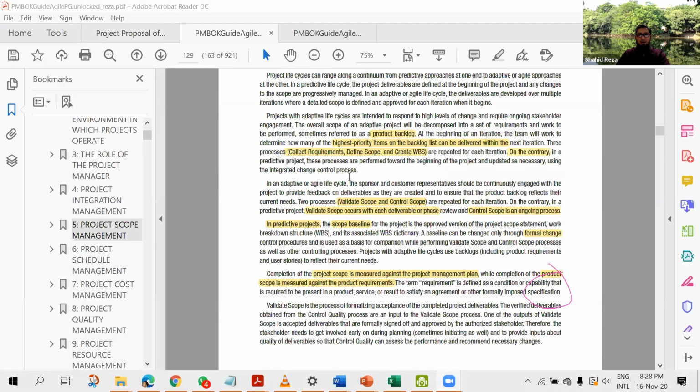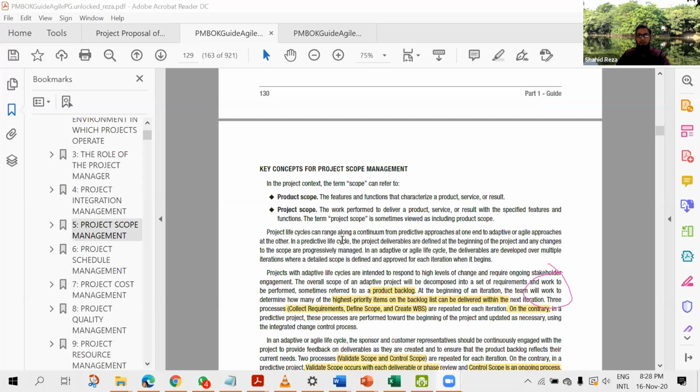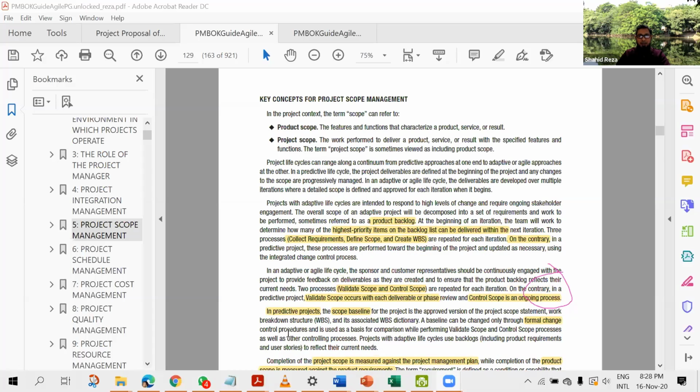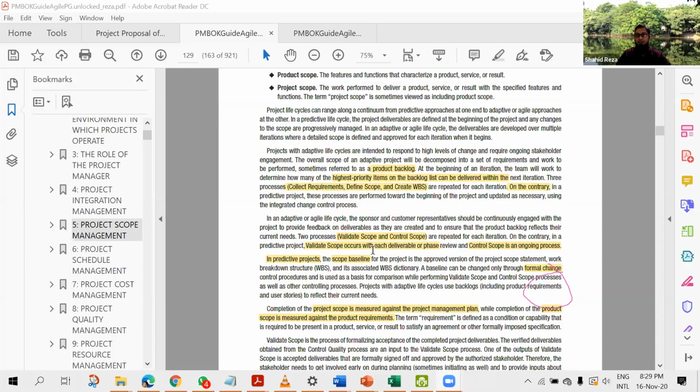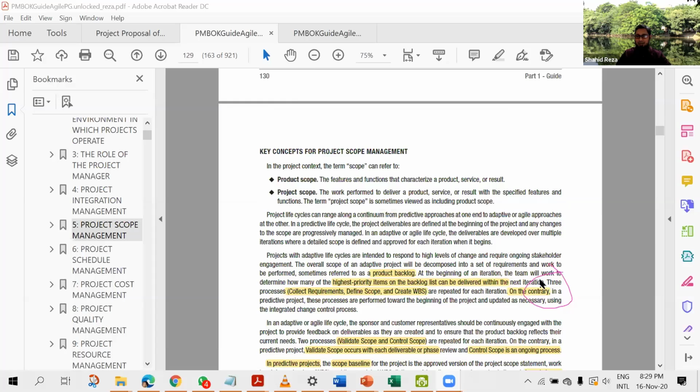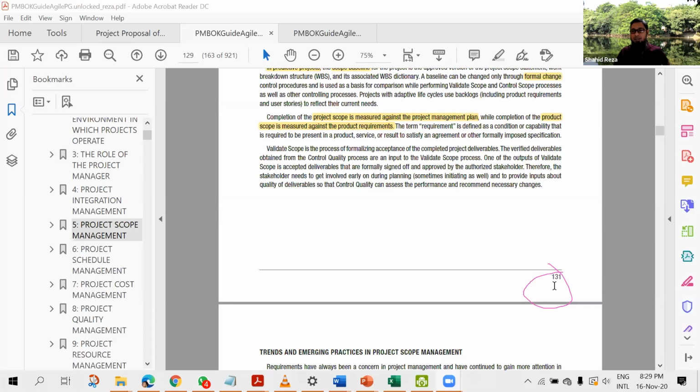Here, the key concept discussed is project scope and product scope. This page is very important to understand. What is the difference between the predictive lifecycle and the agile lifecycle related to scope management? What happens in predictive project management and what happens in agile projects? That is clearly explained here. So please read this book and give some special focus on this.